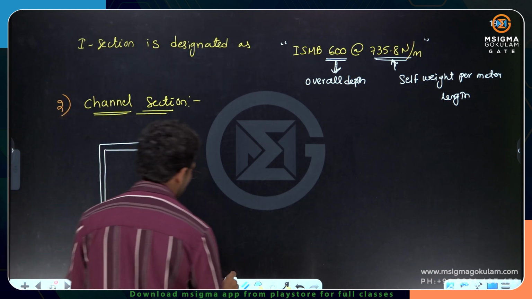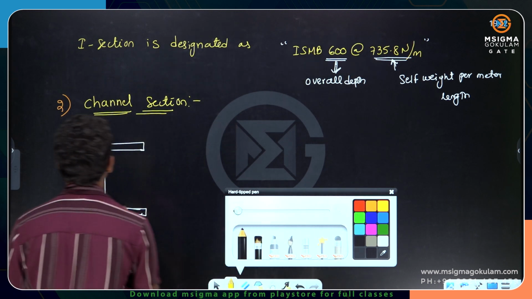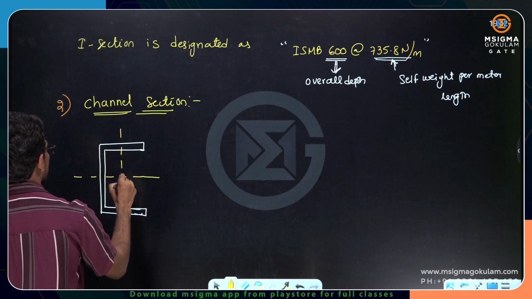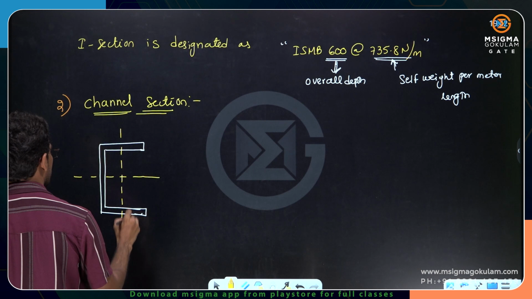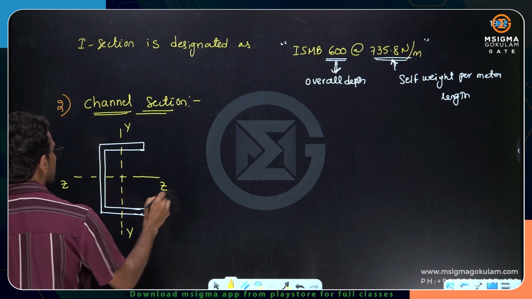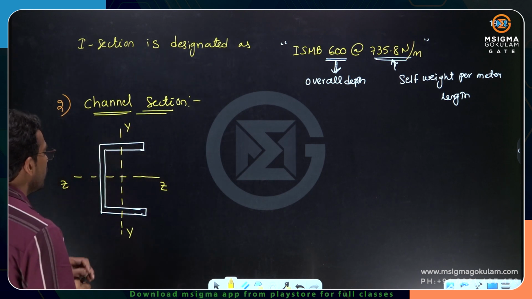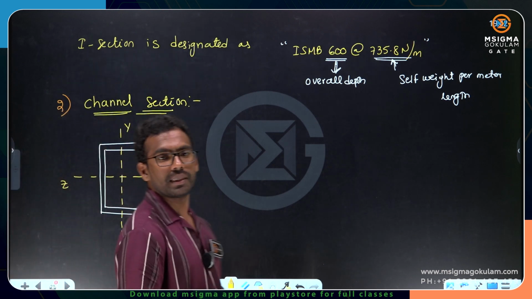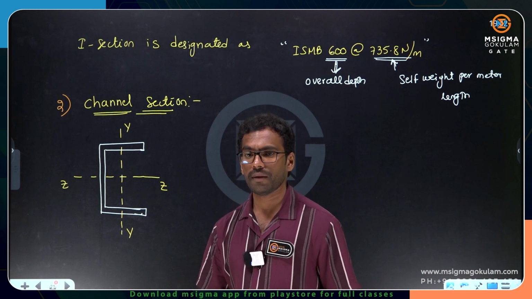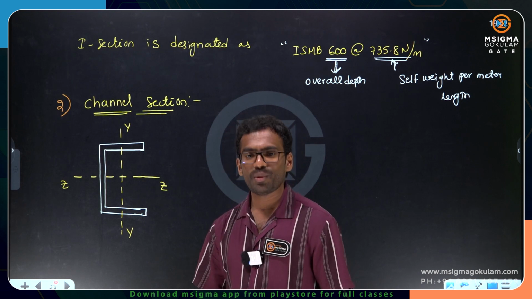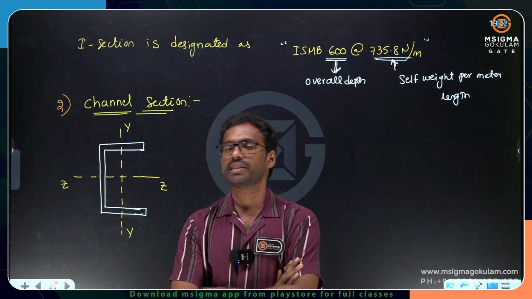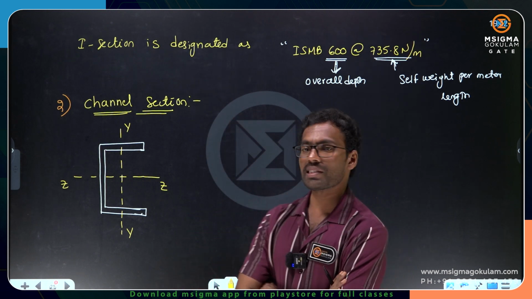Look here carefully. We have axes. This is the horizontal axis, and this is the vertical axis. This is the YY axis, and this is the ZZ axis. This is the major axis, that is the minor axis. Now, what is the problem with the channel section? The problem with the channel section is that it is unsymmetrical about one axis. Can you identify about which axis the channel section is unsymmetrical?